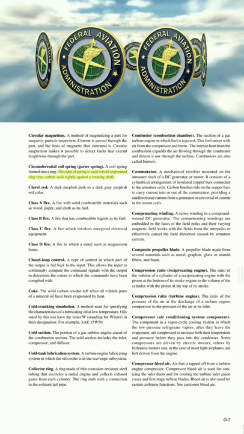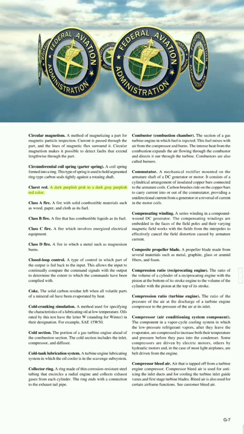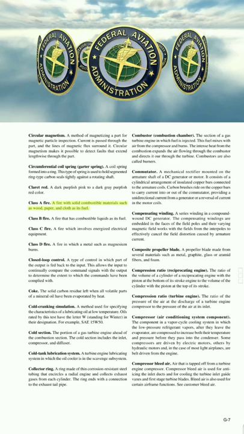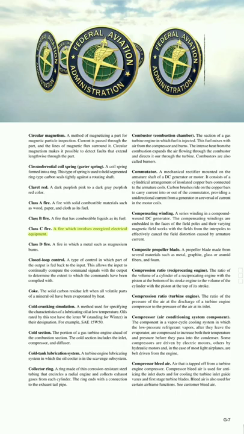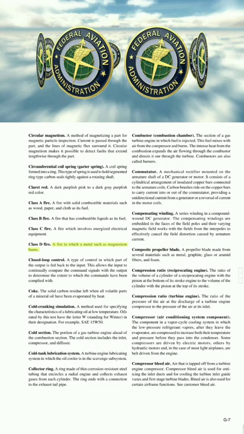Cherry red. A dark purplish pink to a dark gray purplish red color. Class A fire. A fire with solid combustible materials such as wood, paper, and cloth as its fuel. Class B fire. A fire that has combustible liquids as its fuel. Class C fire. A fire which involves energized electrical equipment. Class D fire. A fire in which a metal such as magnesium burns.